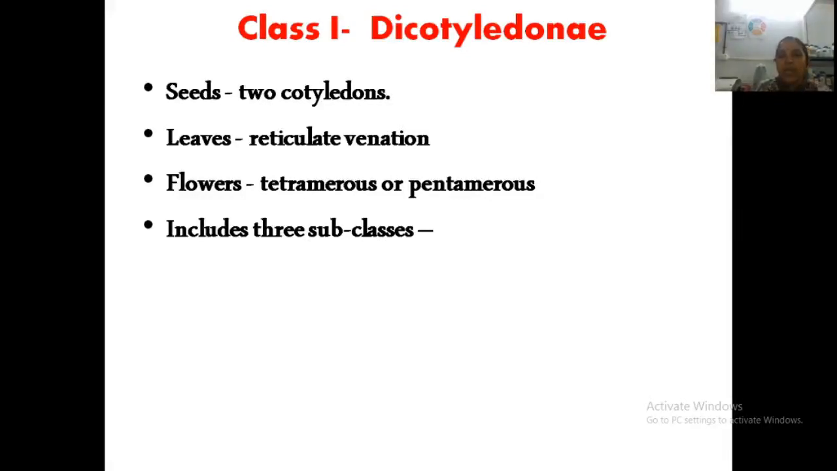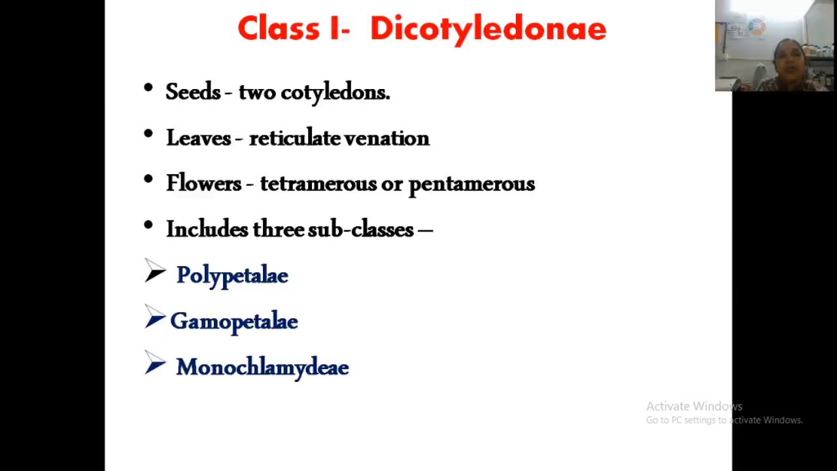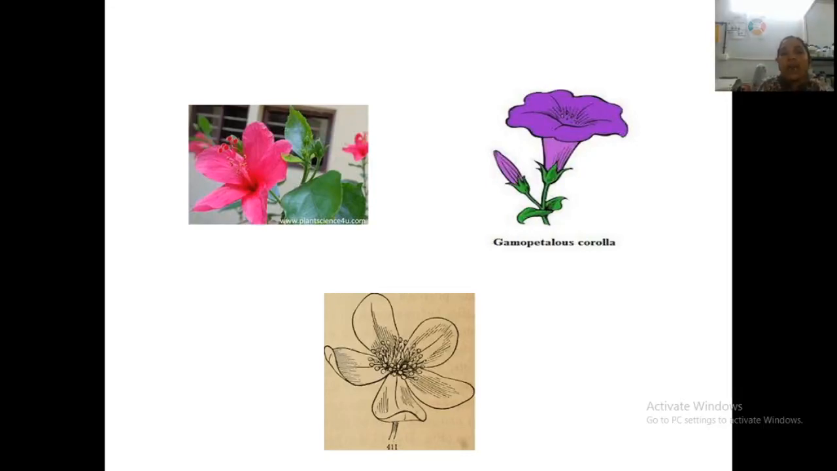So seed-bearing plants divide into Dicotyledones, Monocotyledones, and Gymnospermae. The first class is Dicotyledones. What is the characteristic feature of the Dicotyledonous group? It is again subdivided into subclasses Polypetalae, Gamopetalae, and Monochlamydeae. Clear? So classes are divided into subclasses, which are again divided into orders, orders into families, then under families, genera and species. Clear? So the first class is Dicotyledones, and the Dicotyledones class is divided into the subclasses Polypetalae, Gamopetalae and Monochlamydeae.